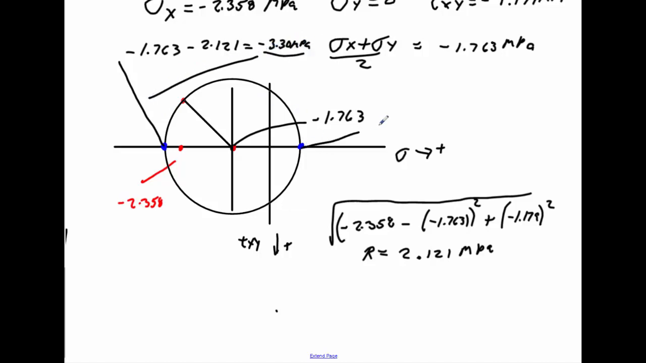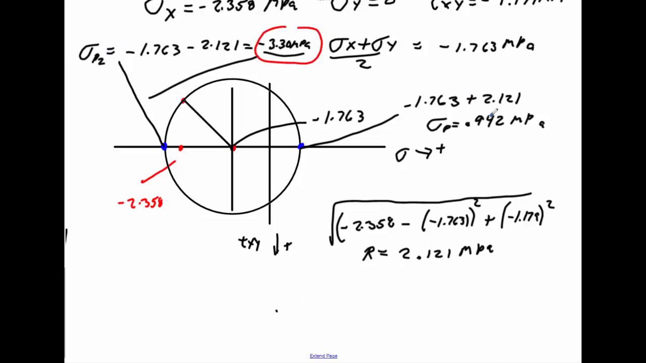Now to find this one here, we start out at negative 1.763, but now we're going positive. We add the radius, and that gives us a value of 0.942 megapascals. So this will give us principal stress 1, and this will give us our principal stress 2. And let's circle those. Alright.